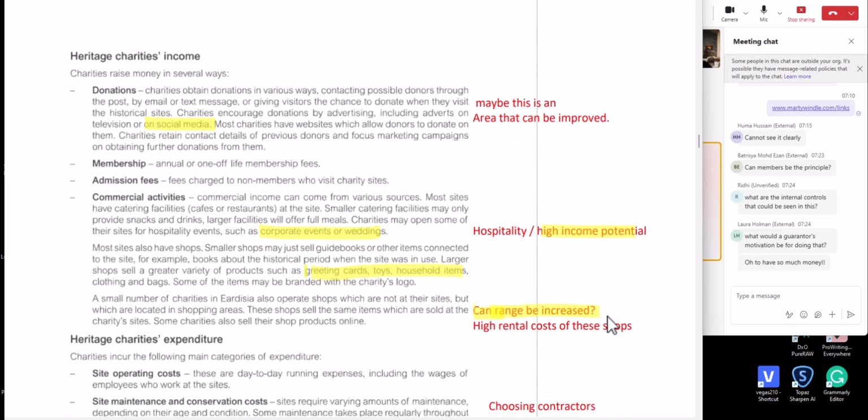Okay. So we've got donations. Again, I think they talk about email, text message, encouraged by advertising on social media. I just think that is an area that they might focus on in your exam, talking about how it can be improved, right? So I think it will be badly answered because students will just go through their basics checklist on social media.